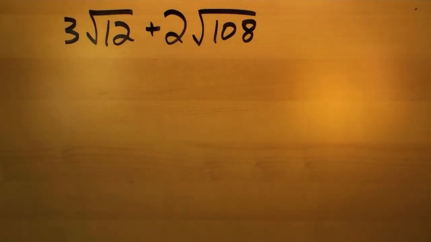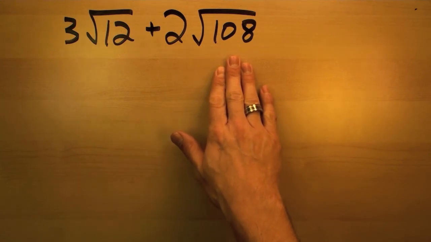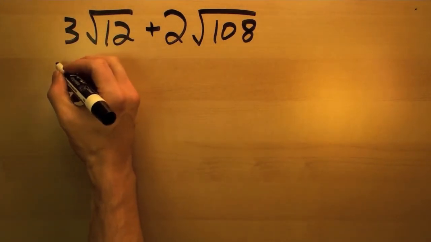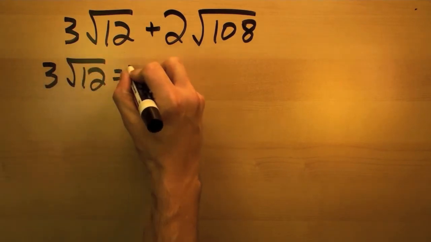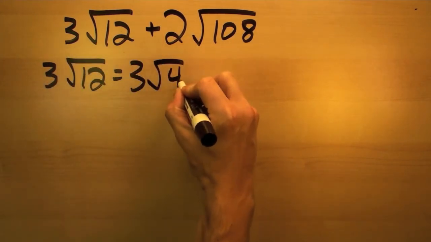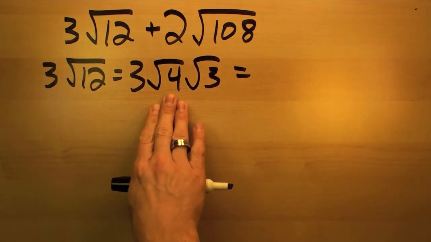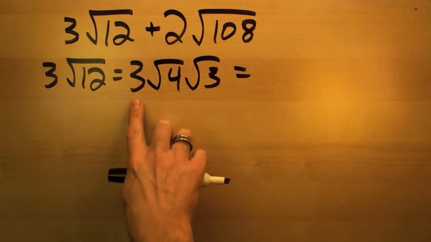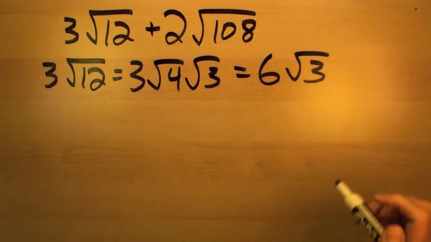So let's look at 3 times the square root of 12 plus 2 times the square root of 108. So 3 times the square root of 12 becomes 3 times the square root of 4 times the square root of 3. The square root of 4 simplifies to a 2, so we have 3 times that 2 gives us 6 times the square root of 3.